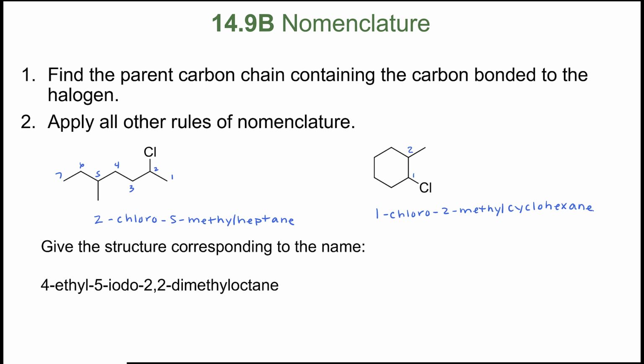All right, here we're going to give the structure corresponding to this name. I like to start with the parent, this octane. There are 2 methyl groups at 2. Carbon 4 has an ethyl, and 5 has an iodo. So we'll put an I there.